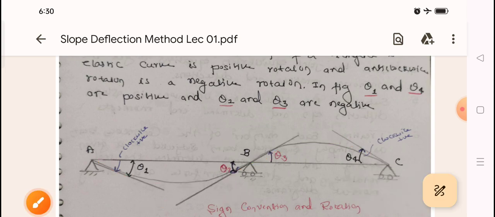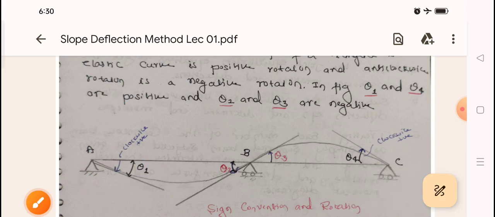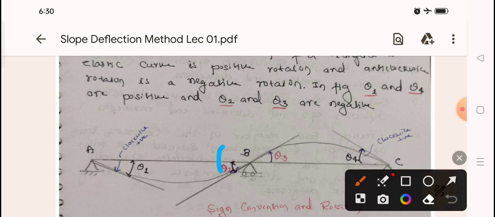If you see the first case here, is it clockwise or anti-clockwise at point A? You tell me. With respect to this beam, I am going toward the tangent. So how is it rotating? It is clockwise, so theta A will be positive. Same thing at point B. This is theta 2, so theta 2 will be anti-clockwise, that is negative. Same thing for theta 3, is it positive or negative?